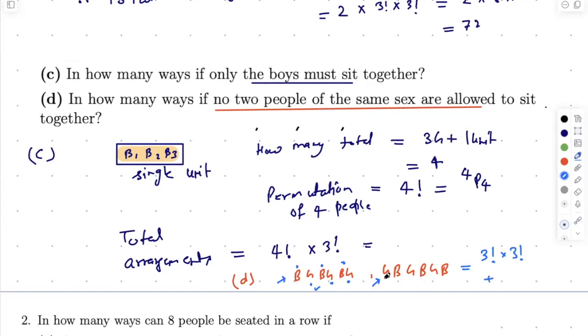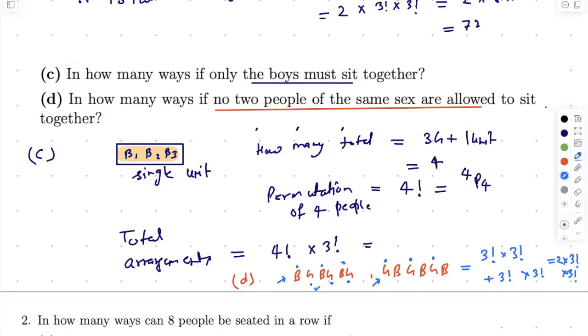Similarly, in the second case, girls will sit first. So how many places are there? How many arrangements are there? 3 factorial. What about boys? It is going to be 3 factorial again. What is the total? It is going to be 2 into 3 factorial multiplied by 3 factorial. You will calculate the answer, and I hope it is going to be an easy task for you.